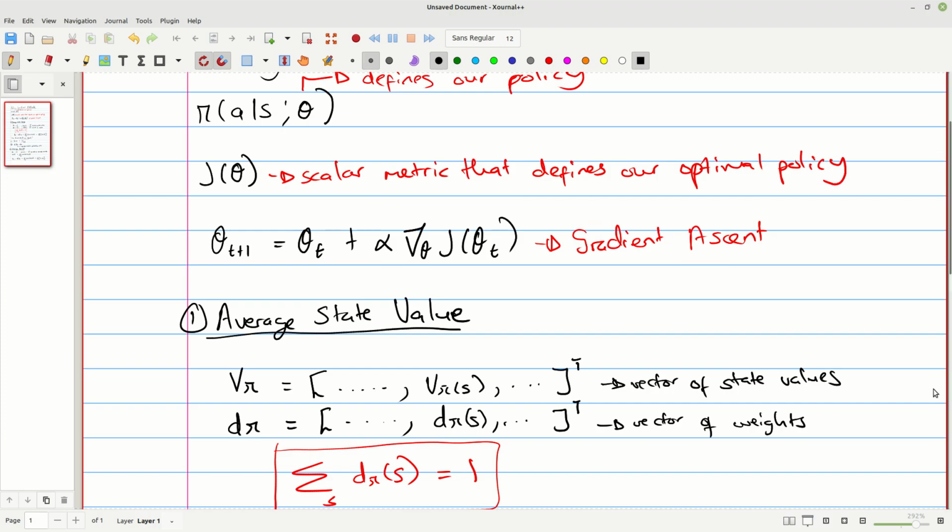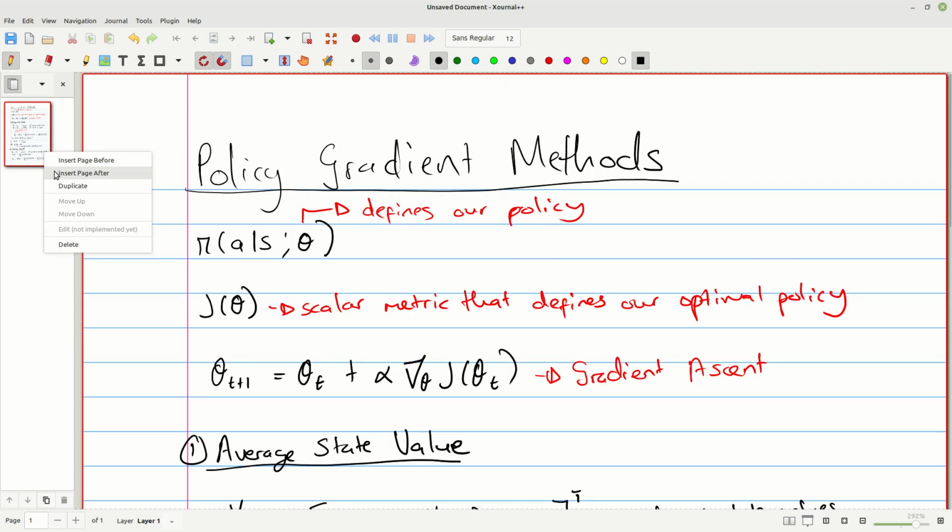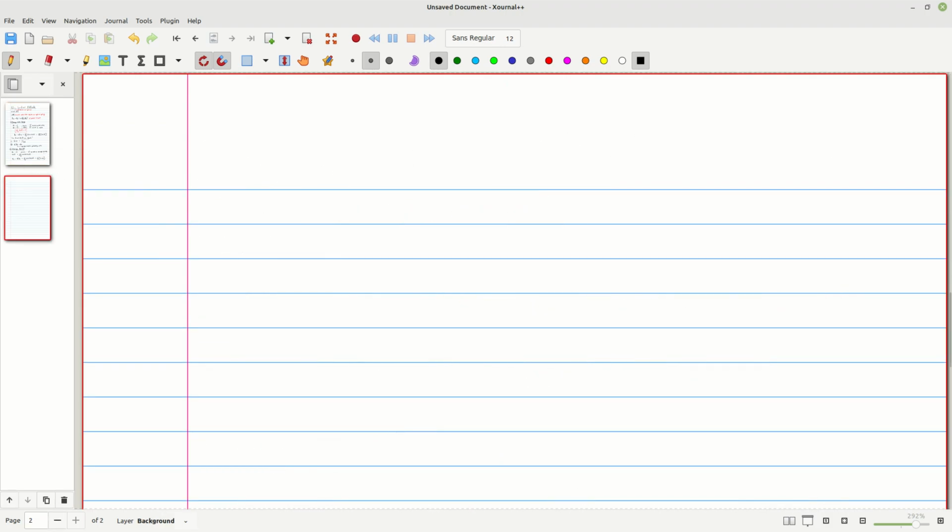So let's open up a new page and look at another metric we could use, which is the state value of a specific state.